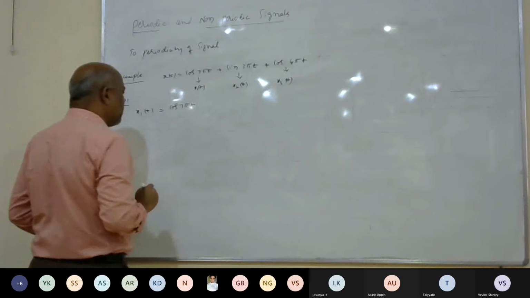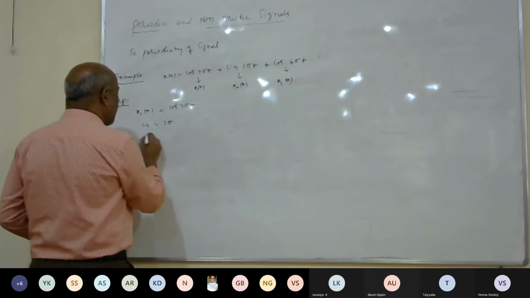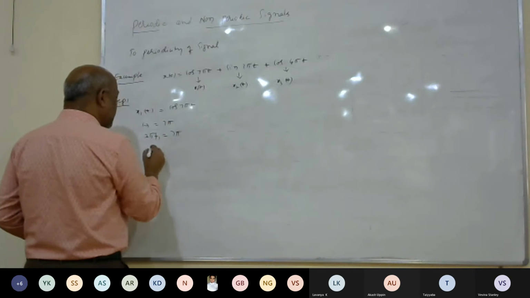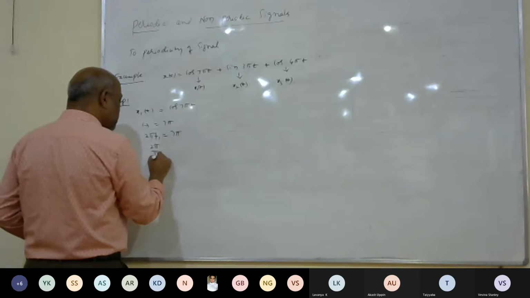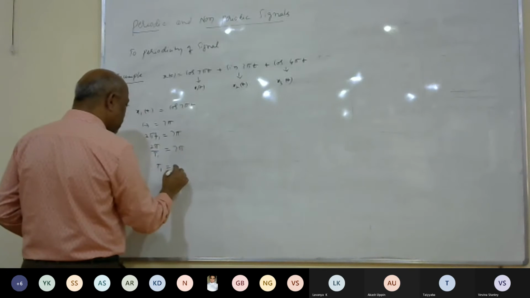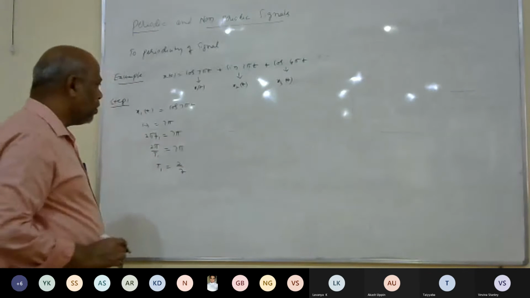What is its fundamental period? Omega 1 is equal to 7 pi, that is 2 pi f1 is equal to 7 pi, then 2 pi by T1 is equal to 7 pi. That is, T1 is equal to 2 by 7.